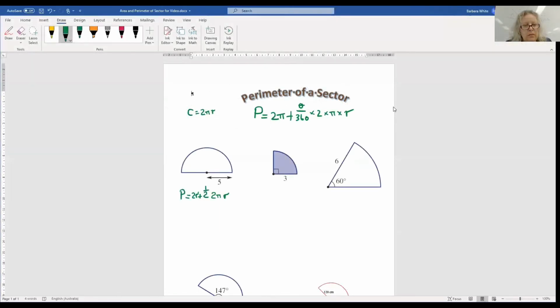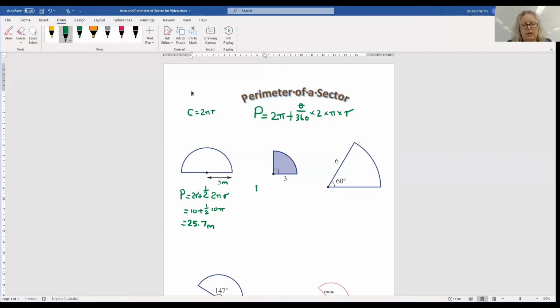So for this one, we've got 2r, 2 5s are 10, plus half of 2 times pi times 5. Well, I know 2 5s are 10, so I'm just going to write 10 pi. I get 25.7, and we'll give it some units as well. And because it's perimeter, it's not square meters, it's just plain old meters.